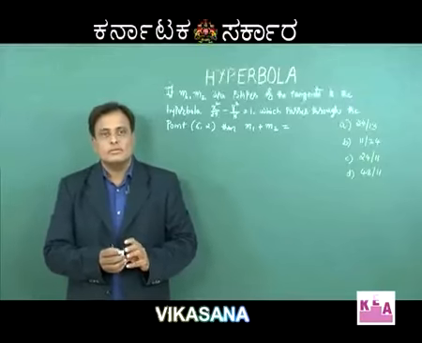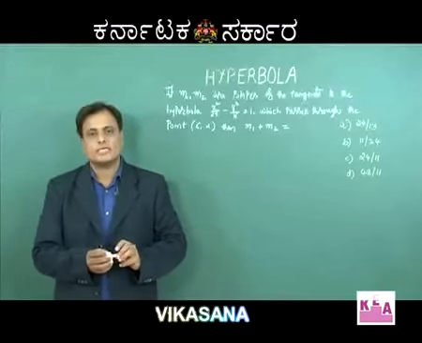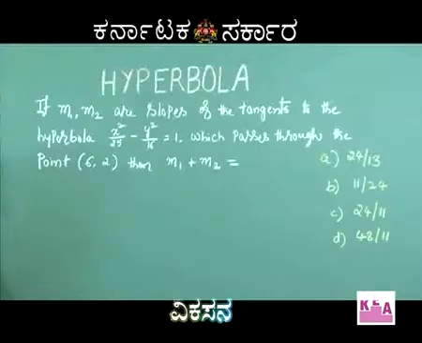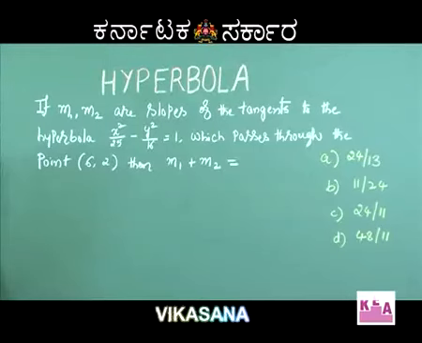Dear students, now we are going to discuss some basic examples on hyperbola. Let me read the first question. If m1 and m2 are the slopes of the tangents to the hyperbola x square by 25 minus y square by 16 is equal to 1, which pass through the point (6, 2), then m1 plus m2, that is the sum of the slopes, is equal to: option A 24 by 13, option B 11 by 24, option C 24 by 11, option D 48 by 11. It is a bit typical example.